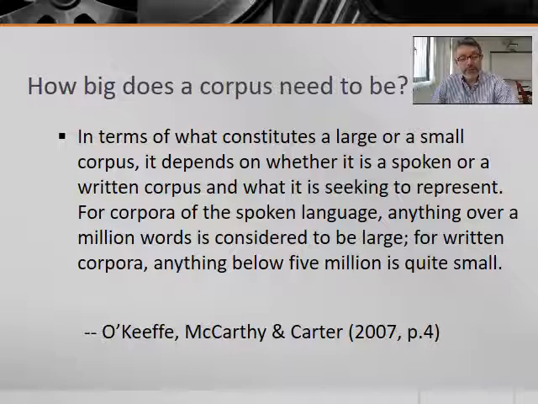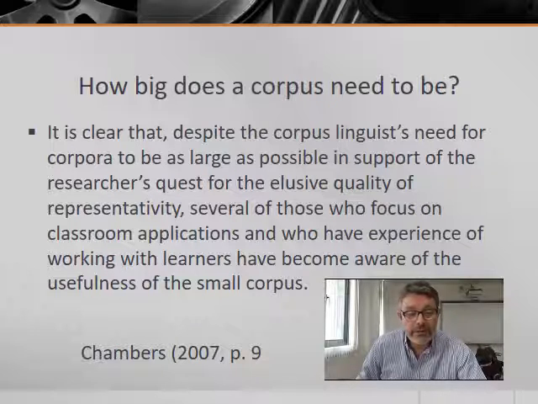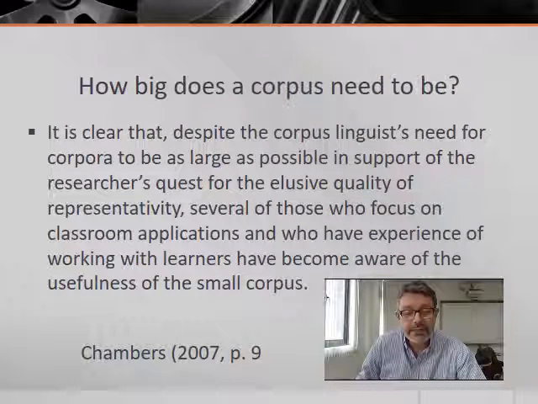O'Keeffe, McCarthy and Carter observed that to obtain a sufficient range of prepositions to follow the word bargain, they needed to search a corpus of about 10 million words. And they go on to state, in terms of what constitutes a large or a small corpus, it depends on whether it's a spoken or a written corpus and what it's seeking to represent. For corpora of the spoken language, anything over 1 million words is considered to be large. For written corpora, anything below 5 million is quite small. Even so, a lot of interesting research can be done on the more frequent or core words, the core constructions and the core features of a language, with corpora of even a few tens of thousands of words. Size, along with design, is a feature of a corpus which should suit the purpose to which it is put.